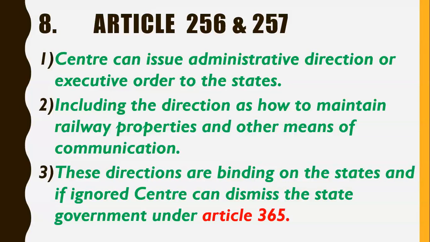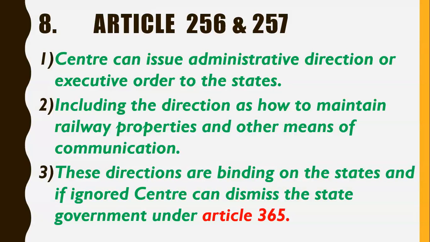But Article 365 is different, and because it is a little bit confusing, it can be asked in prelims. Because UPSC targets such questions which can confuse the aspirants. So please make sure that you are very clear between Article 356 and Article 365. So what is Article 365? Under Article 365, central government can dismiss the state government, but the ground is different.